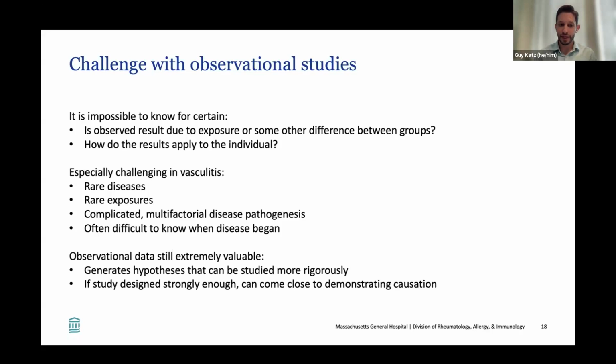That being said, observational data are still extremely valuable, and all of the slides that we'll be going over today with examples are coming out of observational data. And if a study is designed strongly enough, we can actually come pretty close to demonstrating that there is a true causal relationship between the two things. But I mention all of this just so that we can all recognize that all of the things that we're going to be talking about today, we need to take with a grain of salt, because there's always a certain amount of uncertainty that comes from these types of studies.